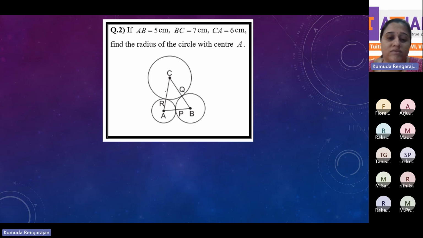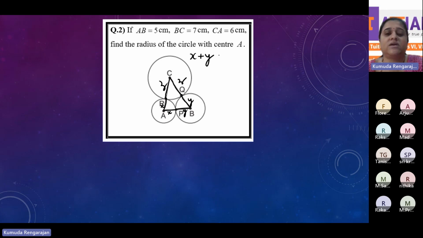All right. So I was telling you that this is R, this is Q, and this is P. As we all understood, AP is equal to AR, which is x. BP is equal to BQ, which is y. CR is equal to CQ, which is z. Now, what is AB, children? X plus y, right? AB is x plus y.